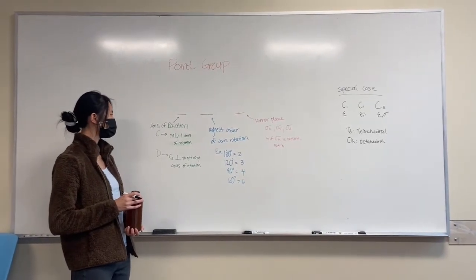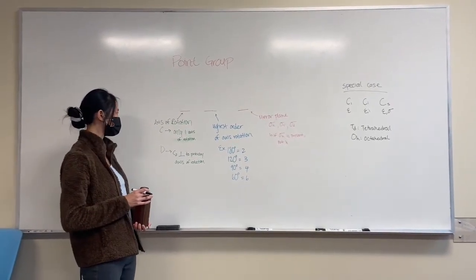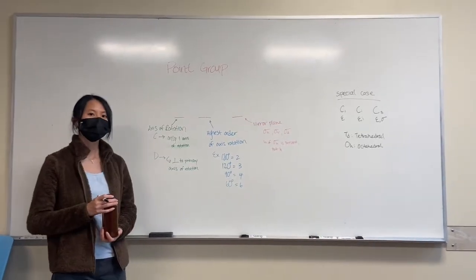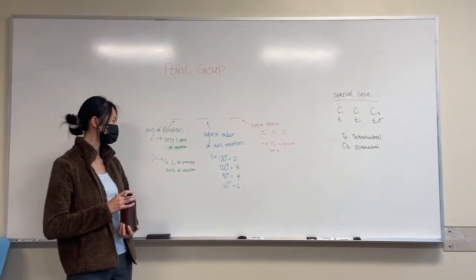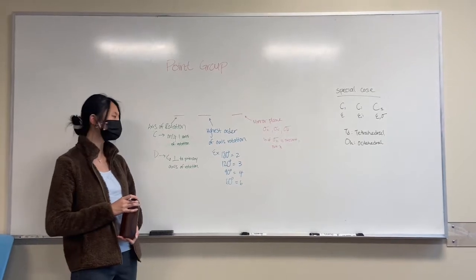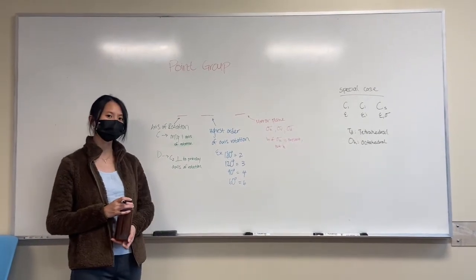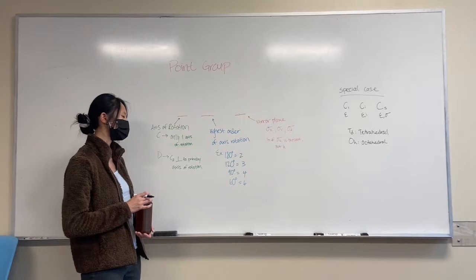So with point group, there's three things that you want to look at. The first one being the axis of rotation. If the item only has one axis of rotation, we will mark it down as a C. But if there is a C2 perpendicular to a primary axis of rotation, we'll mark it as a D.